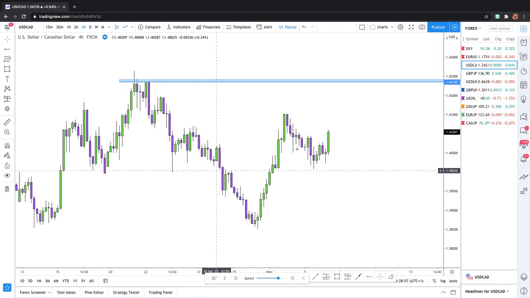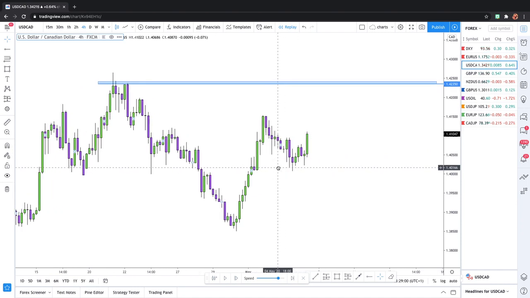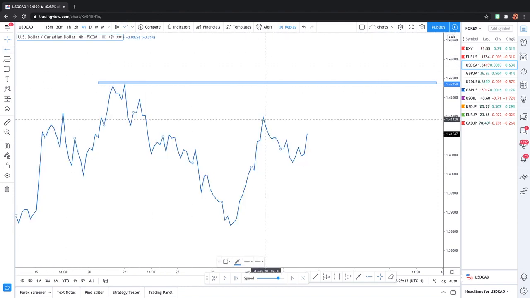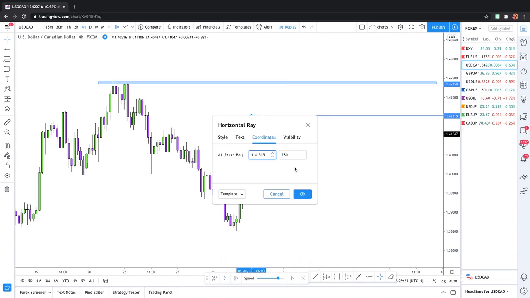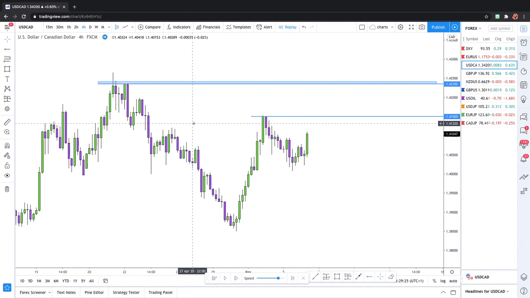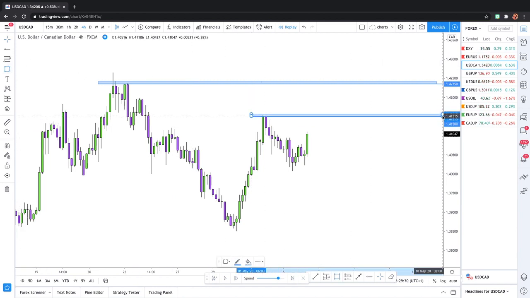Which area did it reject again? Here's our first resistance, this is minor, and then comes support, and then right here, the market reversed at this specific point. So what we want to do is take the horizontal ray tool, attach it to the candlestick, and round it to 500. Right at the 41,500, we also have resistance.